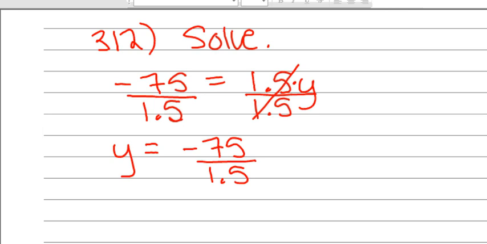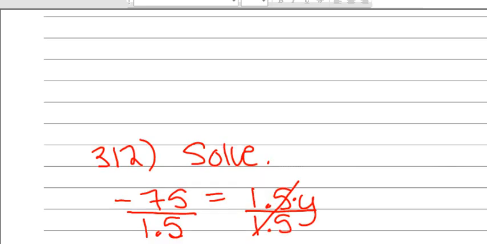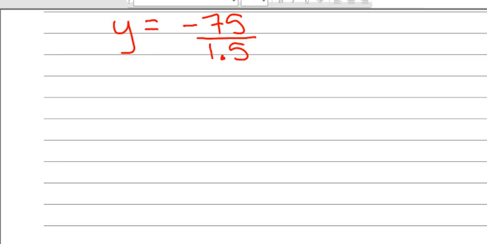So y is equal to negative 75 divided by 1.5. Again, you can punch that in your calculator or you can long divide. I'm going to show the long division for those of you that need it. Let me get back to the problem. Okay. I'm going to divide bottom into top, just like I've been doing.